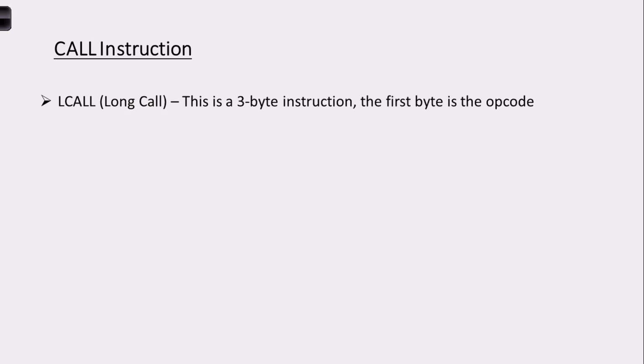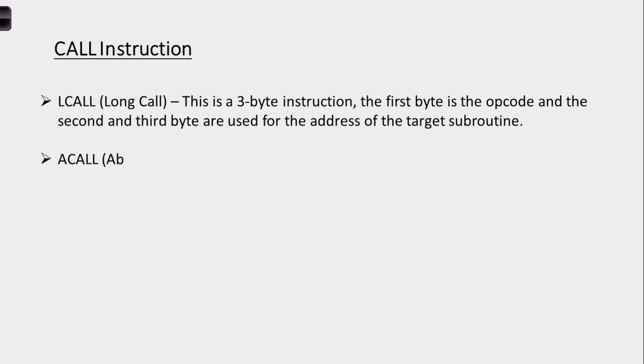Now, before moving on, how are subroutine programs called in the 8051 microcontroller? We call these instructions call instructions. There are basically two call instructions available in our 8051. The first one is LCALL, which is the long call, and the other is ACALL, which we call the absolute call.